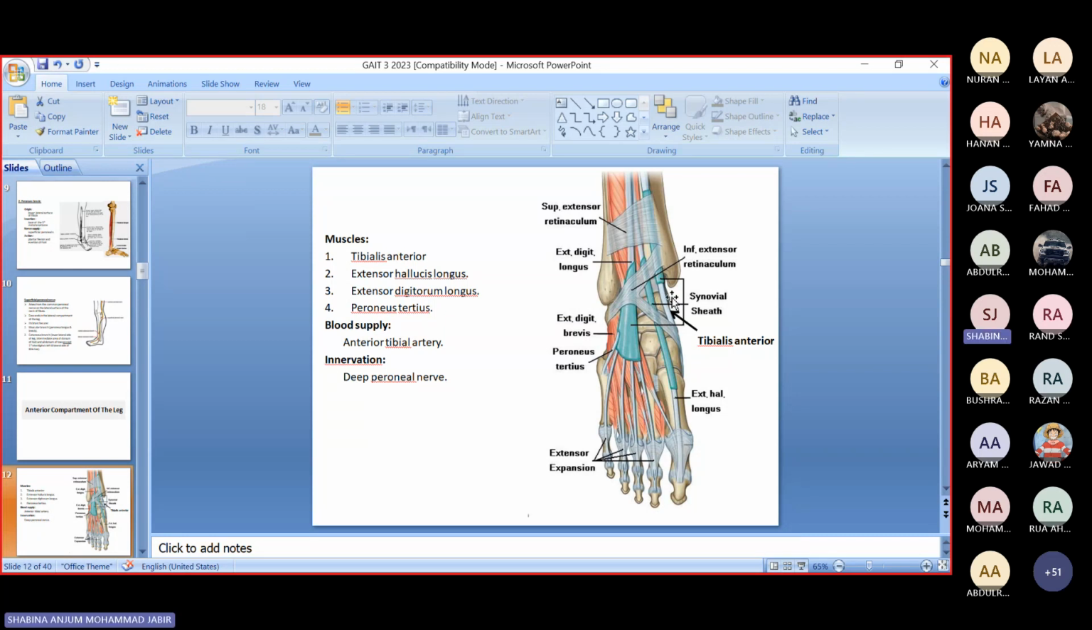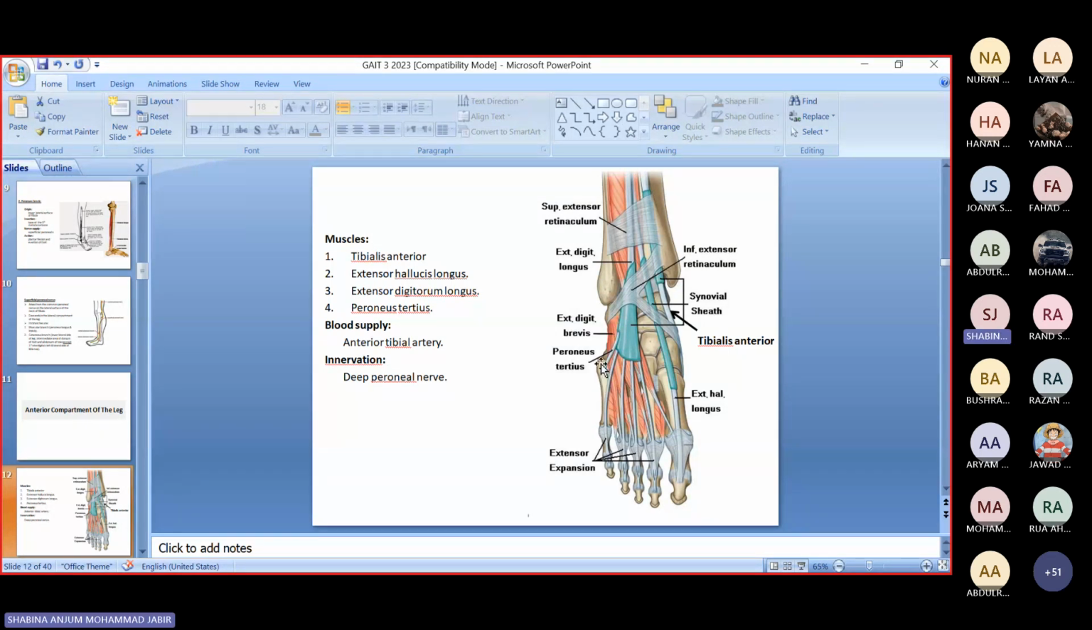If you see the sequence, the first one will be tibialis anterior, the second one will be extensor hallucis longus, the third one will be extensor digitorum longus, and the fourth or the last one, which is here at the little toe, is the peroneus tertius.